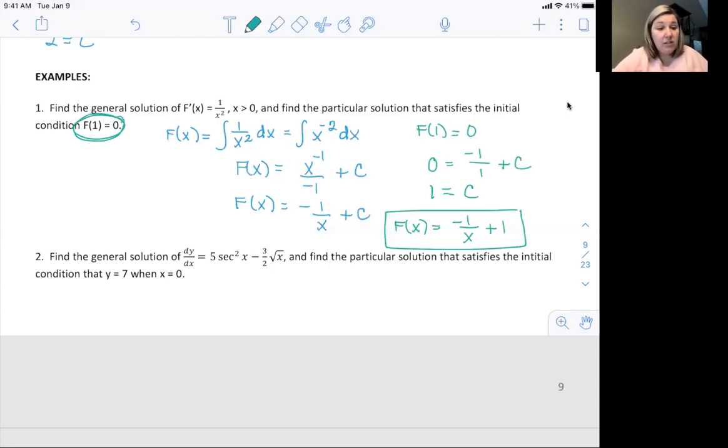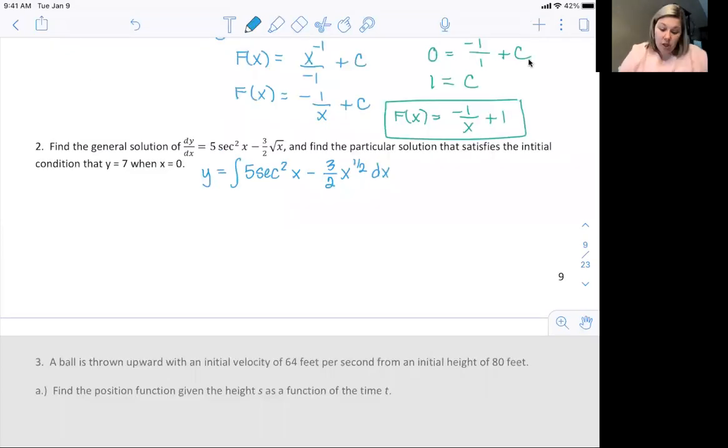So we want to find the general solution of dy/dx. Again, that's the derivative, so you're going to integrate on the other side. And find the particular solution that satisfies the initial condition that y is equal to 7 when x is equal to 0. See if you can try that yourself.